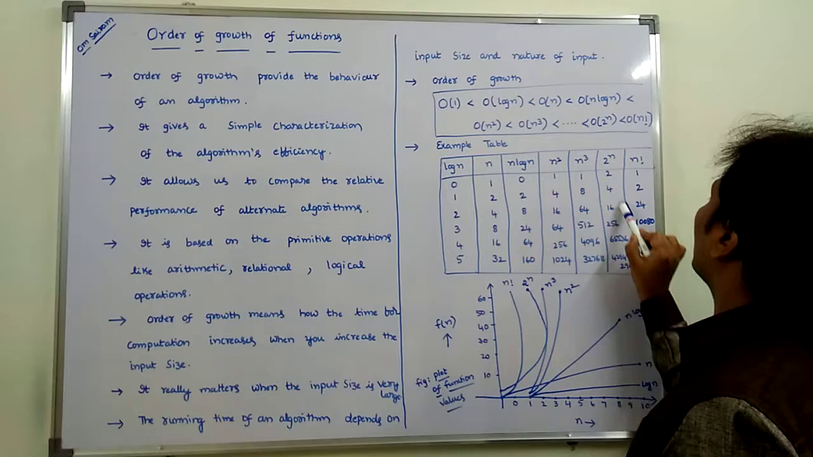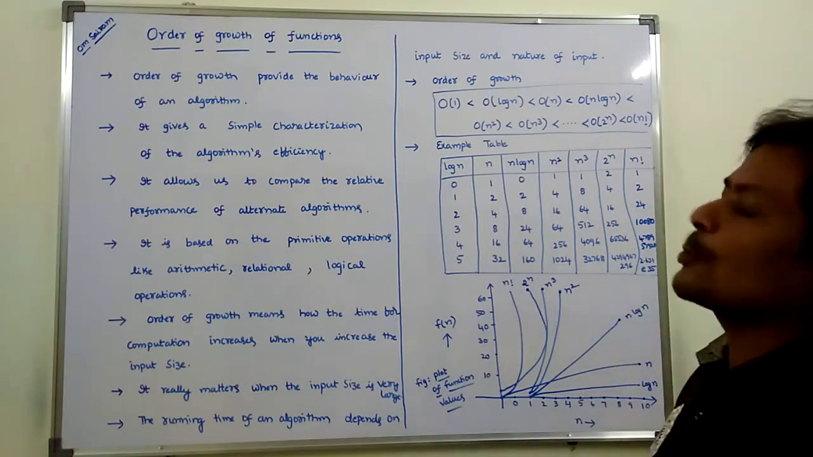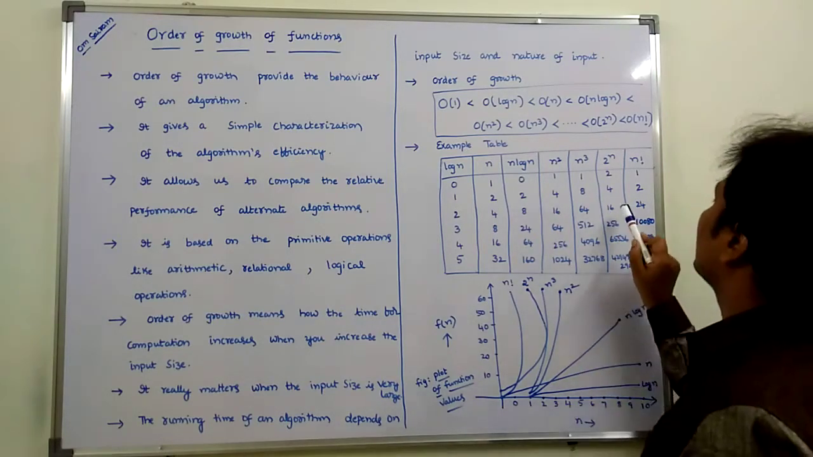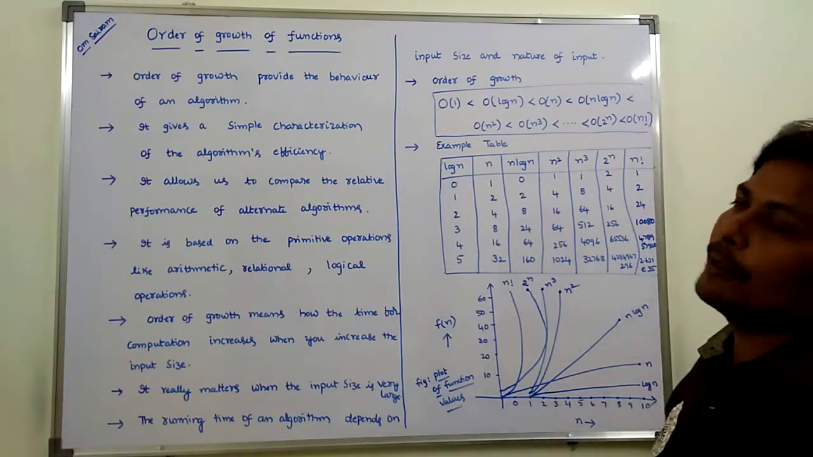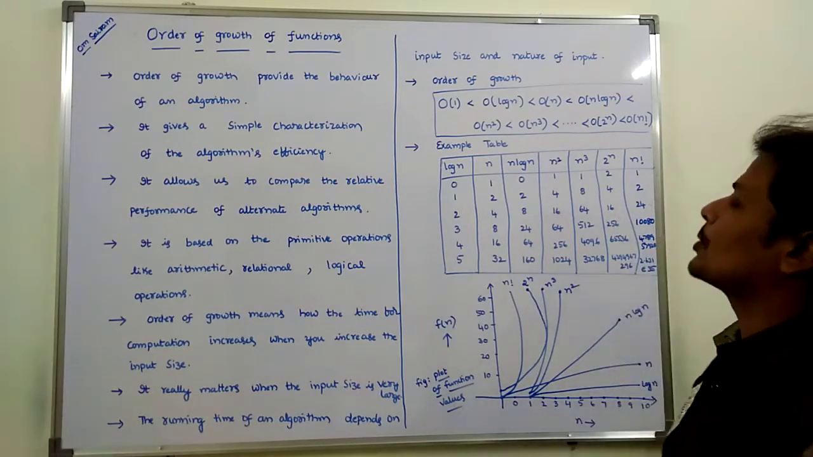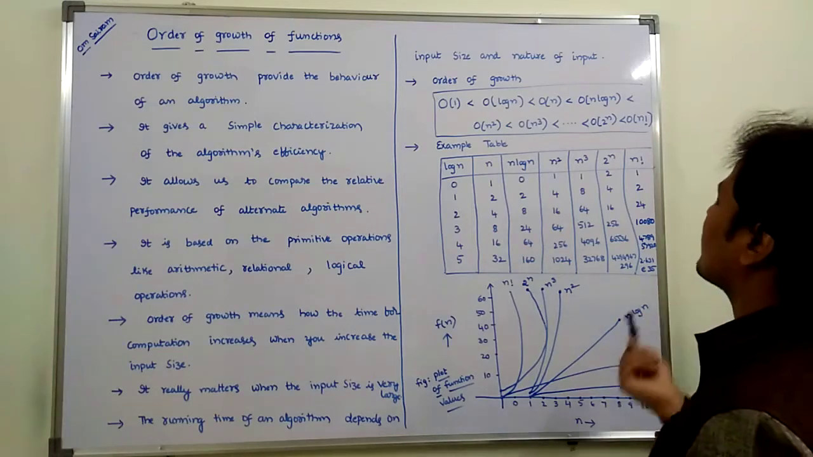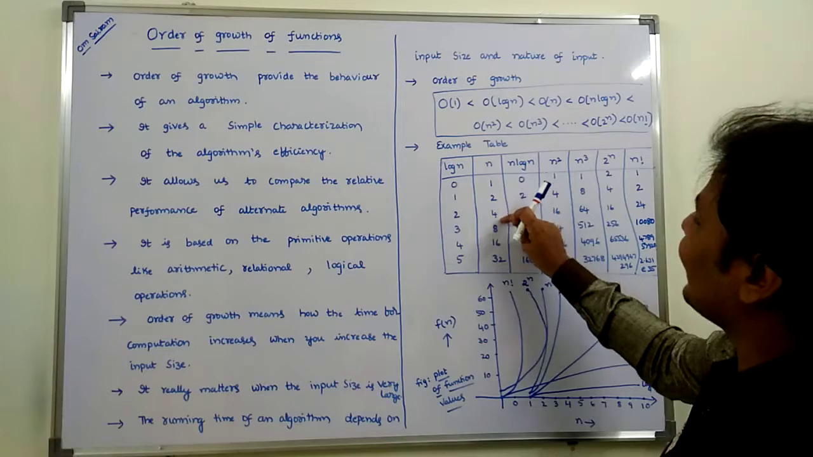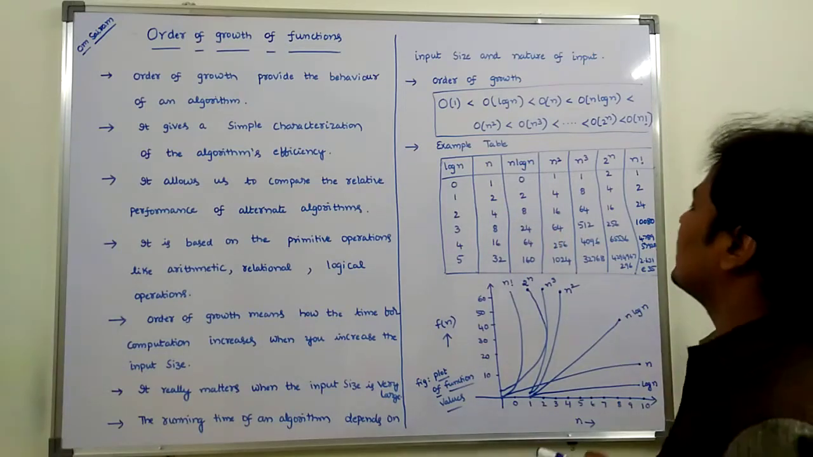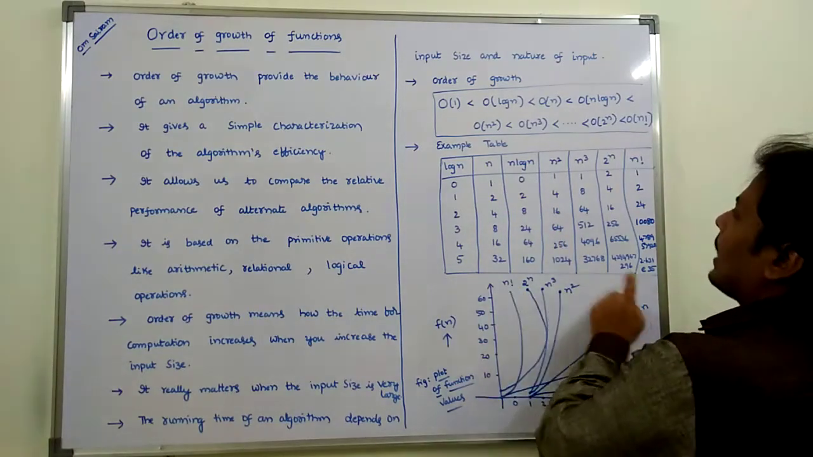Big O of 2 power n, with n value 4, that is 2 power 4, that is 16. 16 is less than big O of n factorial, that is 24. So 16 is less than 24. The condition is also true.